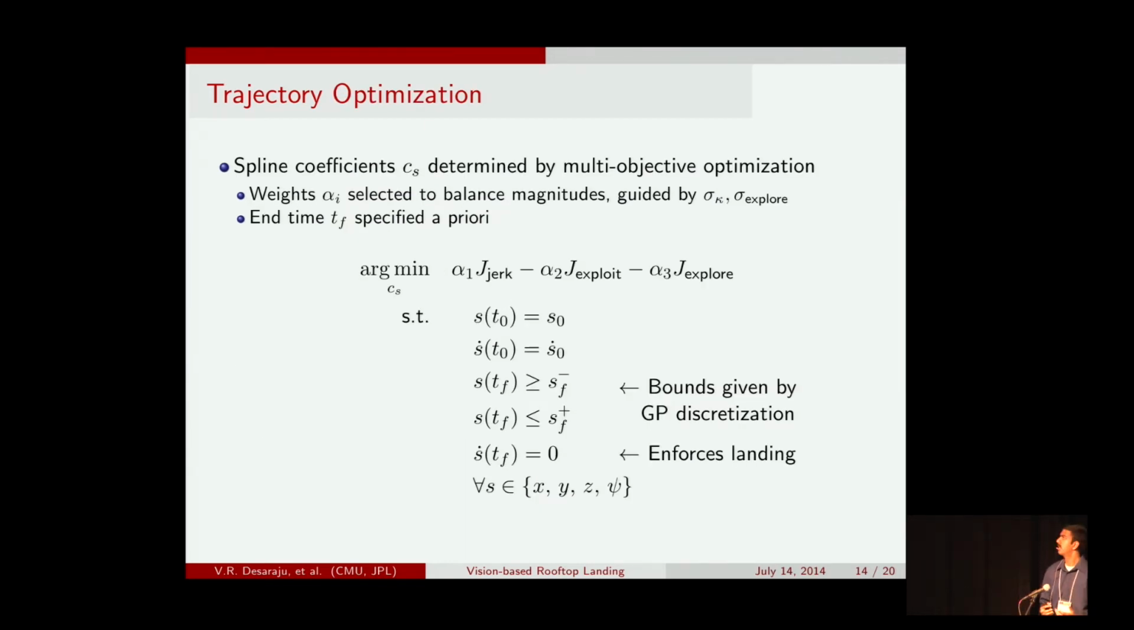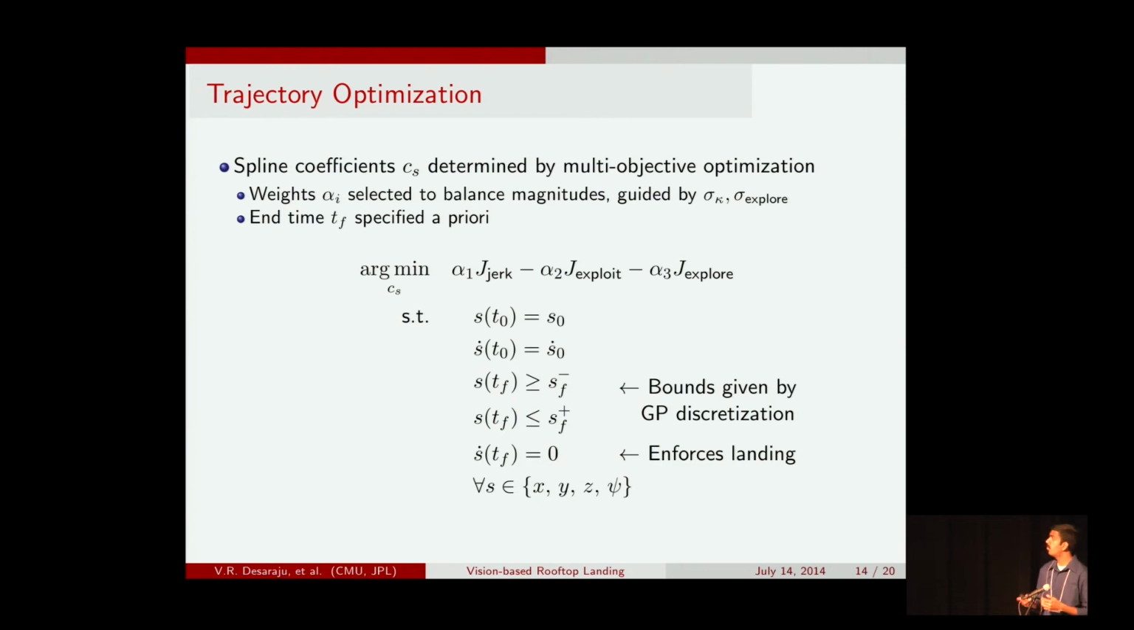So once we have these objectives, we can formulate the actual trajectory optimization. And we do so as a multi-objective minimization over the spline coefficients. The weights on the objective functions are selected in order to balance the relative magnitudes of these terms. And the selection is also informed by the standard deviations that I mentioned on the previous slide.